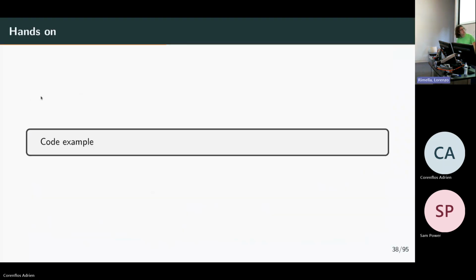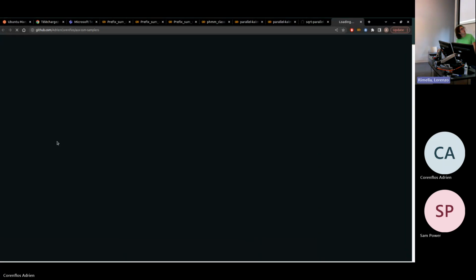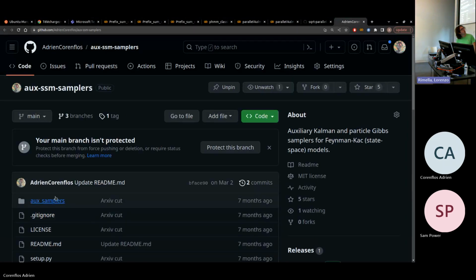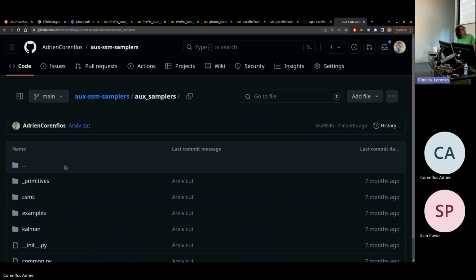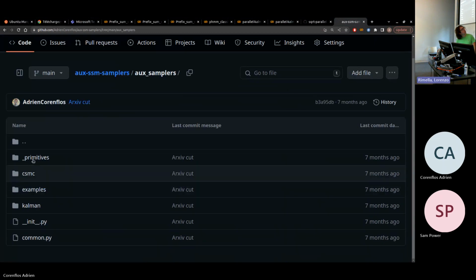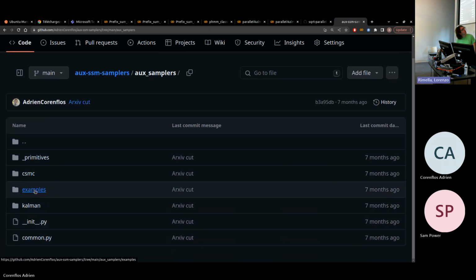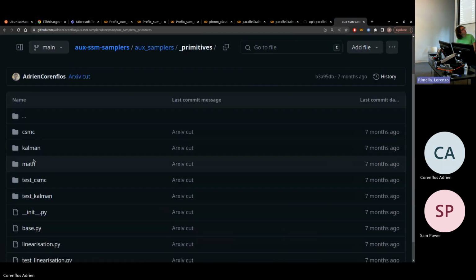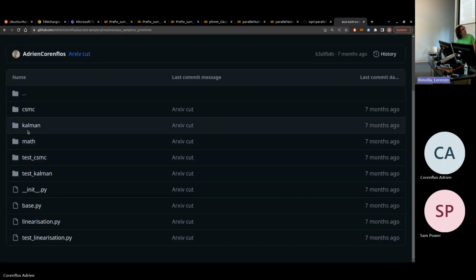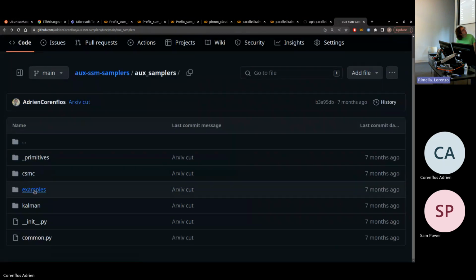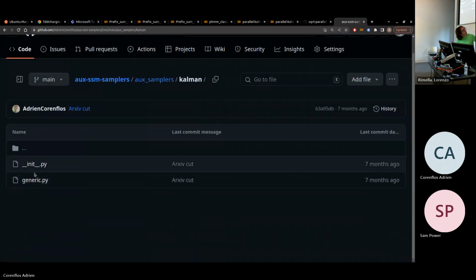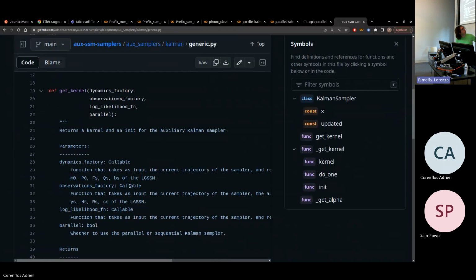Okay. So same thing. I tend to publish all the code of the papers, but primitives. I think it's a primitives. No, it's not going to be that. And then Kalman generic.